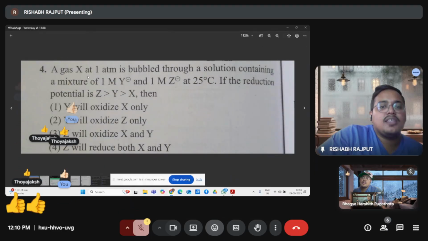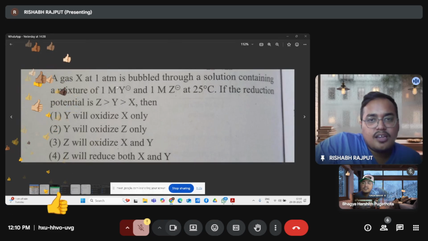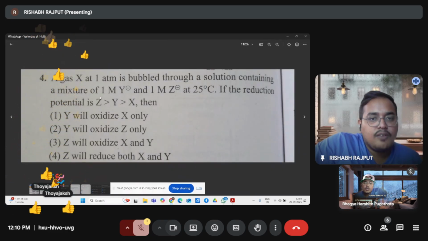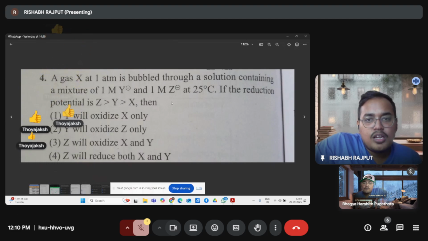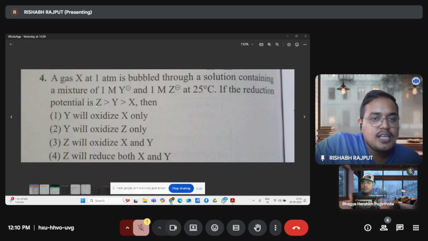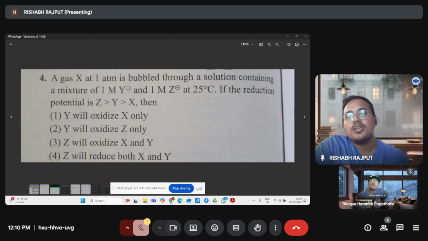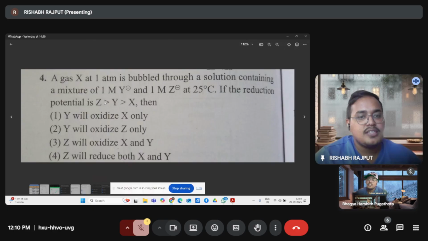Please see, this is asking: X gas is bubbled through a solution containing 1 molar Y negative and 1 molar Z negative at 25 degrees Celsius. If the reduction potential of Z is more than Y, which is more than X, then which option is right? Please see, it is a reduction potential.